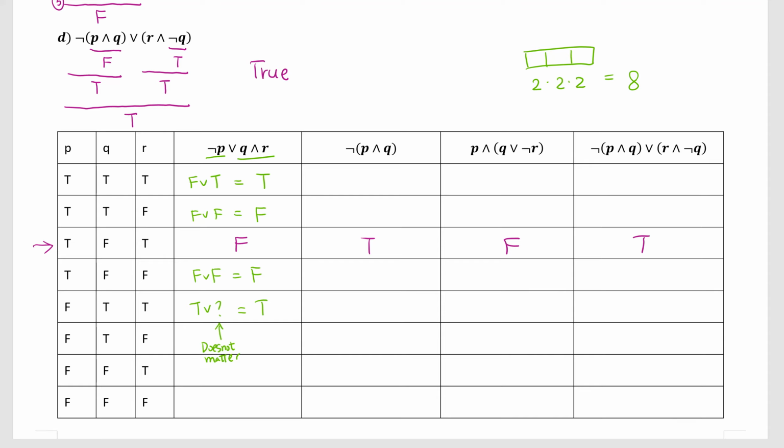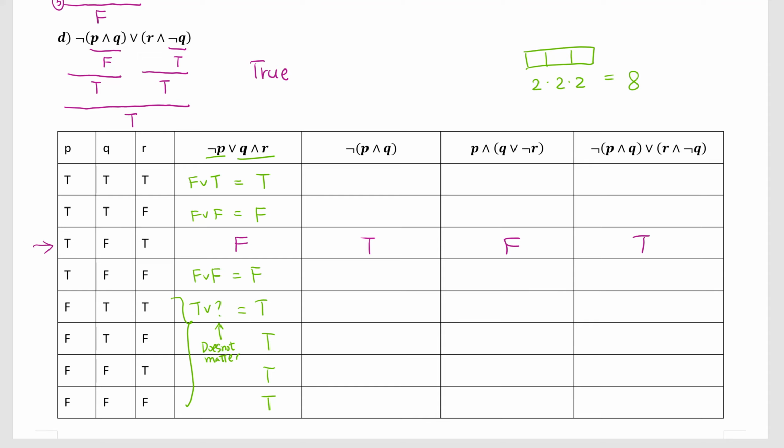Similarly, all 4 of them, because P is false, not P will be true, and then true or whatever is going to be true. So that's why we know it is true. So far so good, everybody? Let's continue.